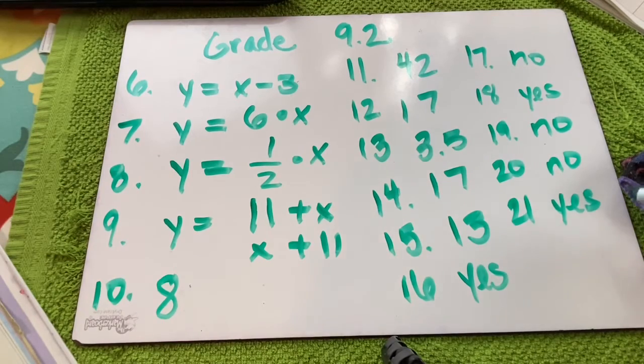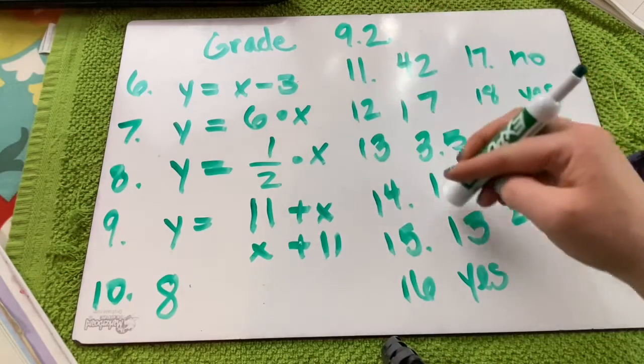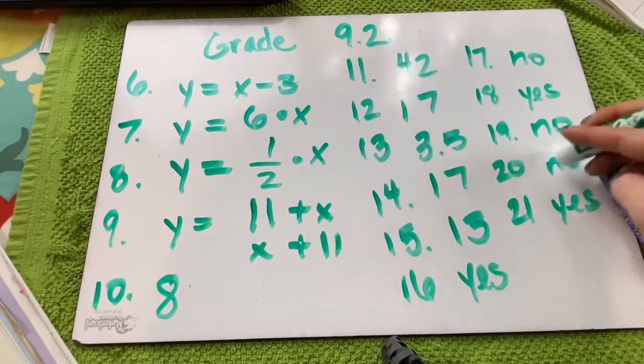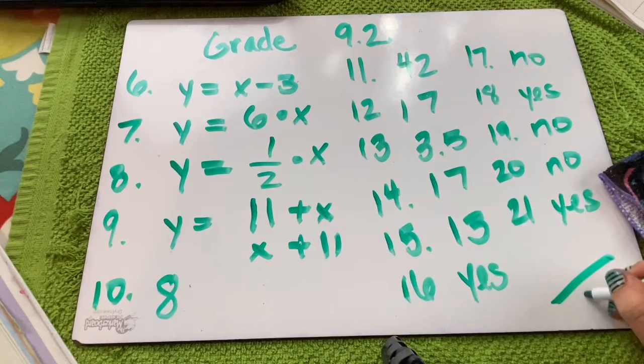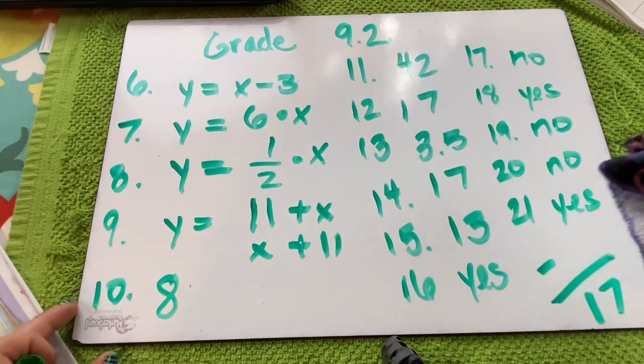Good. Okay, so that is 1, 2, 3, 4, 5, 6, 7, 8, 9, 10, 11, 12, 13, 14, 15, 16, 17. So out of 17 is your answer. So minus what out of 17? Okay?